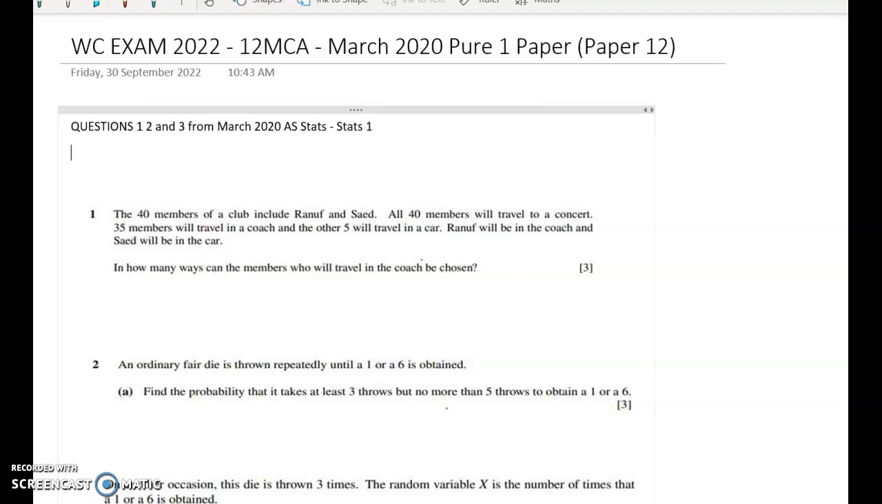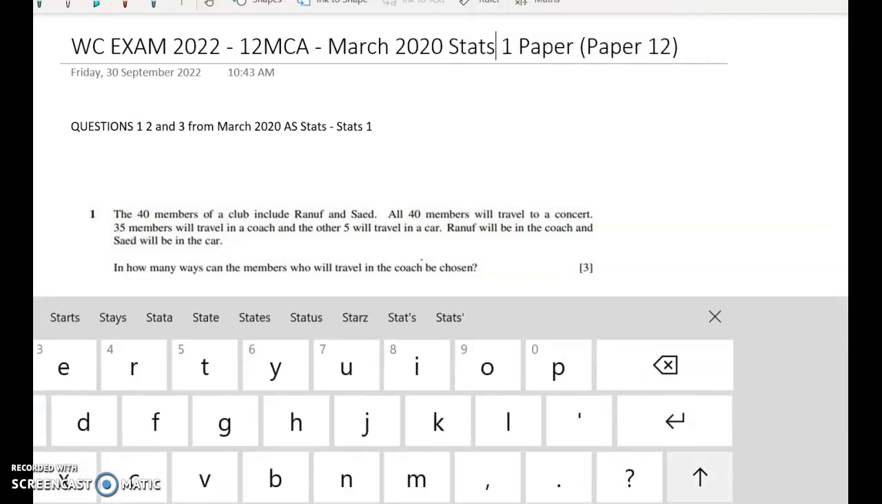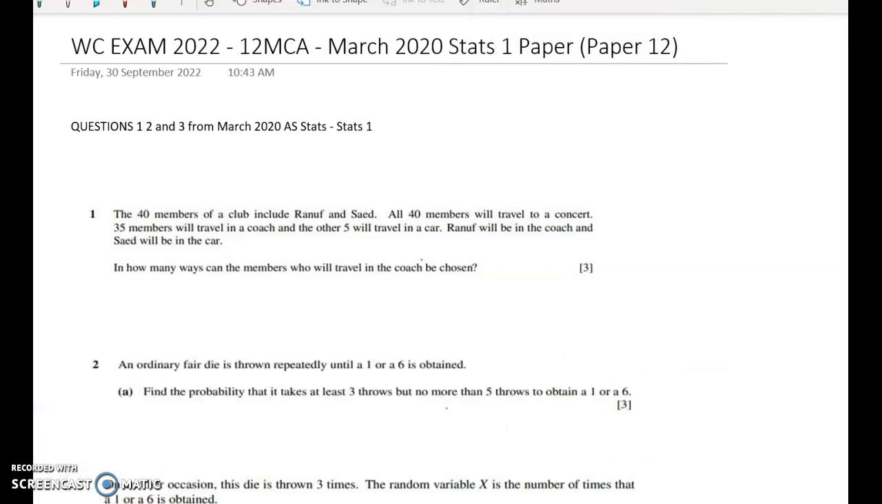So I'm going to start going through the March 2020 paper. That should say stats, not pure, because that's what this is. So it's the first 3 questions from that paper. One is about perms and cons, one is a probability distributions question, and one is a normal distribution question.